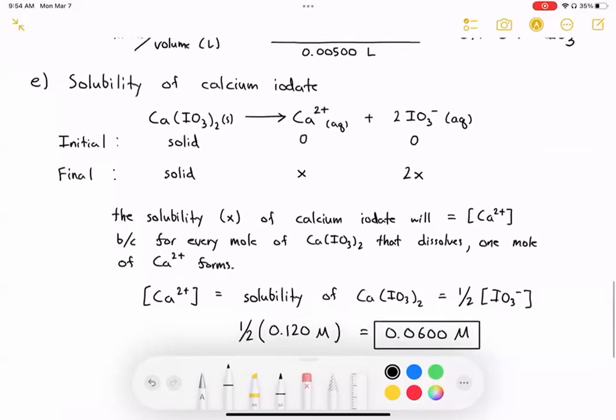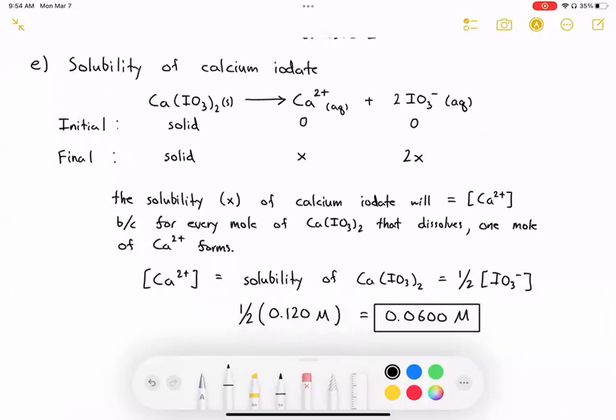So that's our solubility. Okay, so that's our solubility for this part of the experiment. Now we're going to calculate KSP.